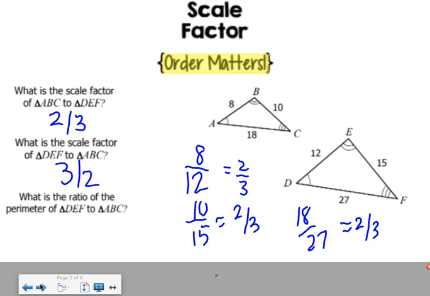And then it says, what is the ratio of the perimeter of triangle DEF to triangle ABC? It's just the same thing as your scale factor. What's that? No, 3 to 2.